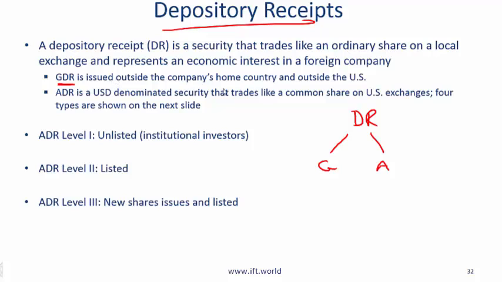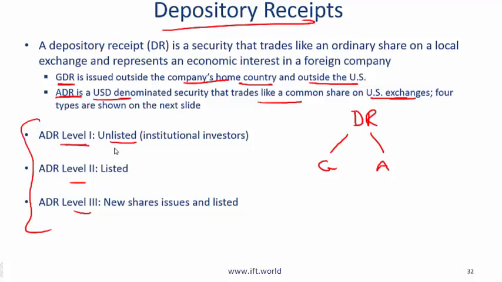A GDR is issued outside the company's home country and outside the United States. An ADR is a US dollar denominated security that trades like a common share on US exchanges. So for example, Nokia, which is a European company, Nokia's ADRs trade on the New York Stock Exchange. So that would be an example of an ADR. Within ADRs, there are 3 levels that you need to be aware of.